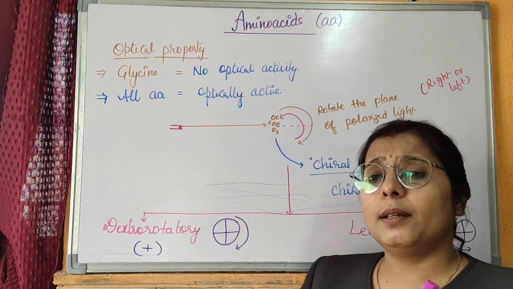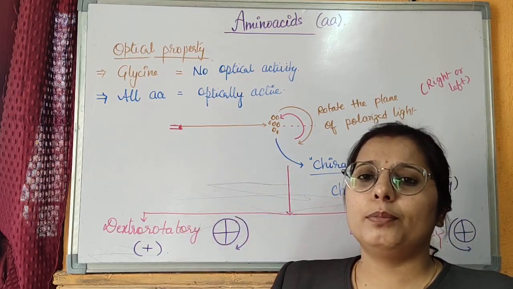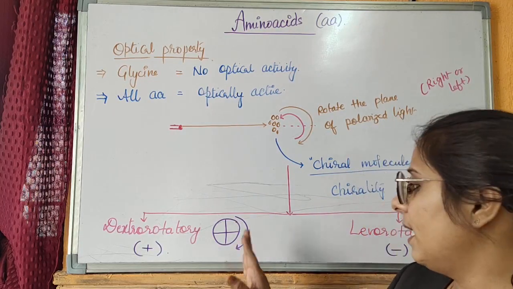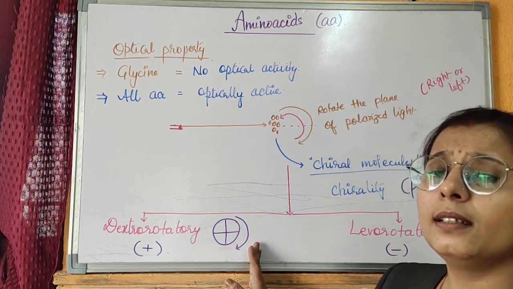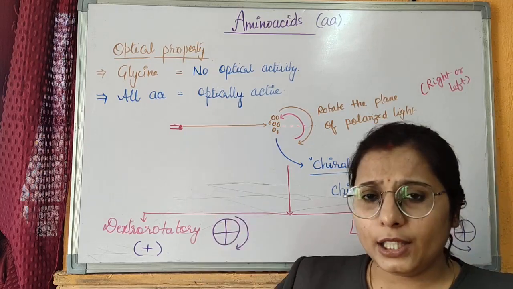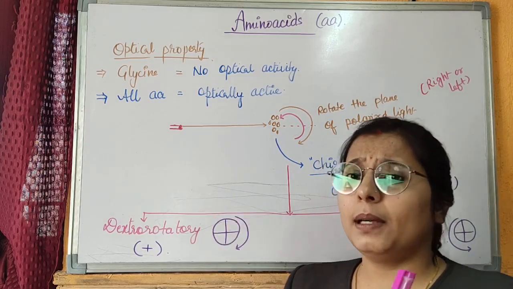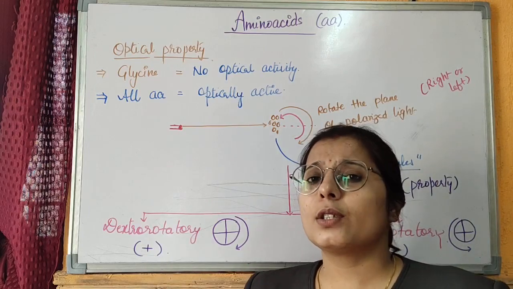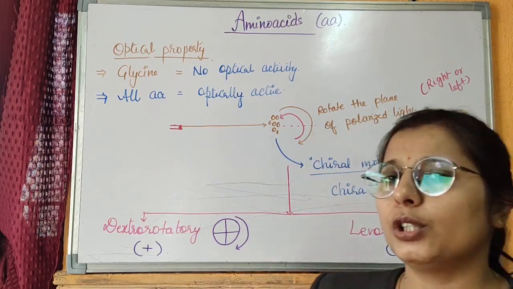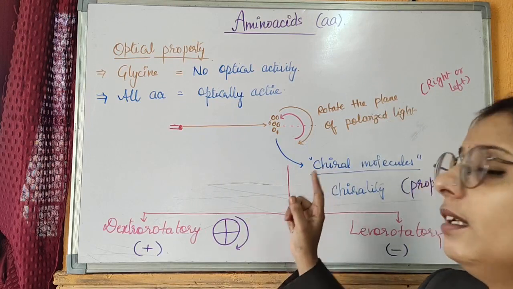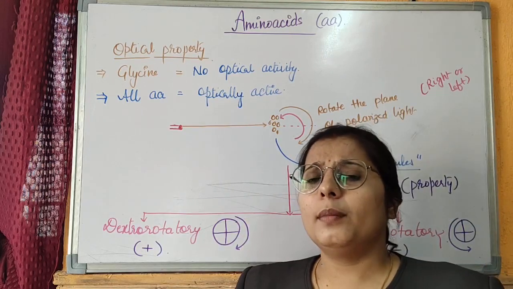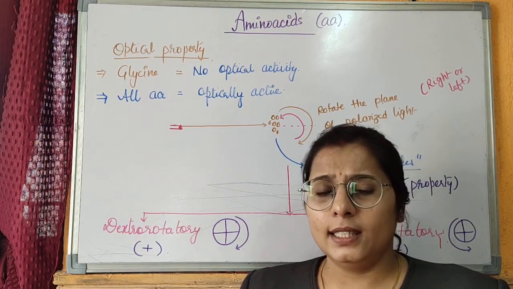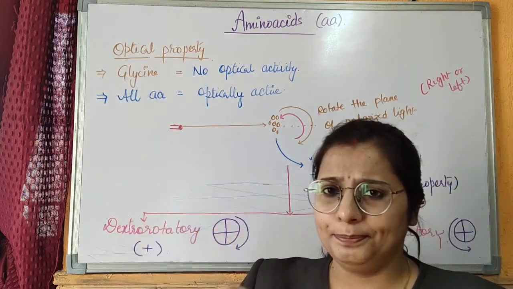The rotation of the plane of polarized light can be in the clockwise direction or the anti-clockwise direction, but the property possessed by that molecule is called chirality, and the molecule is called a chiral molecule. All of the amino acids are chiral in nature and have chirality, except glycine.